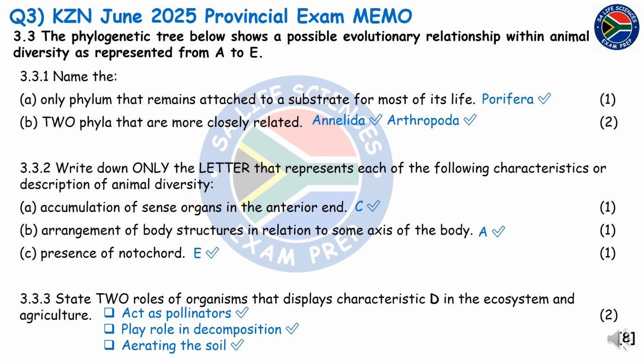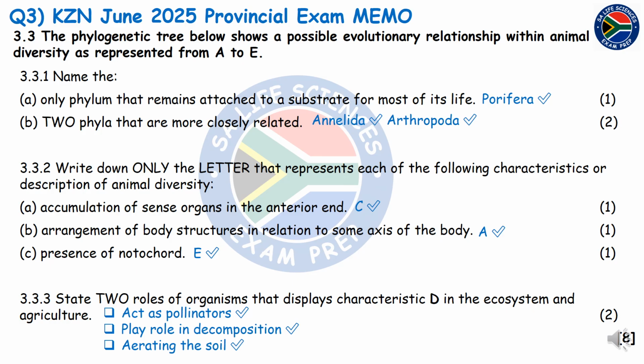The phylogenetic tree showed us the possible evolutionary relationships between the animals. Now, we are asked to name the phylum that remains attached to a substrate for most of its life. Before we answer that question, we need to think about the word that describes such animals. Animals that are attached to a surface are said to be sessile. Animals that are free moving are mobile. So make sure you know the difference between those two words.